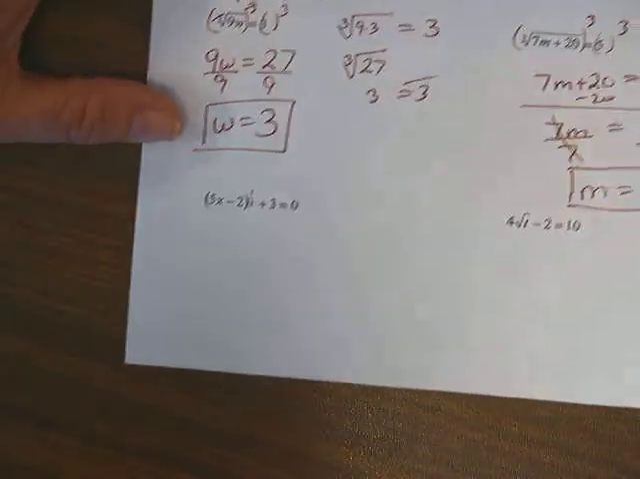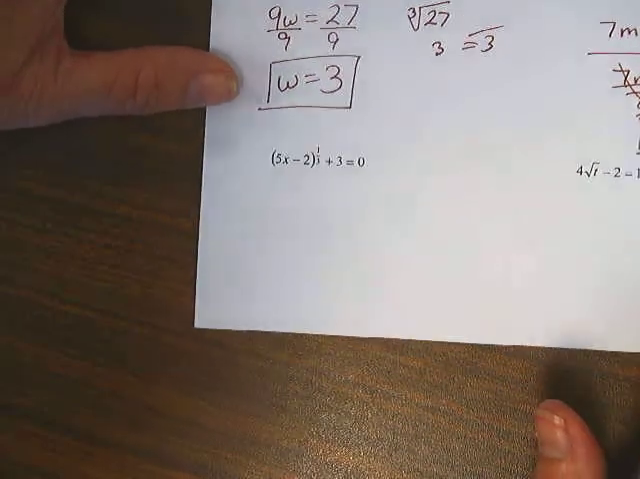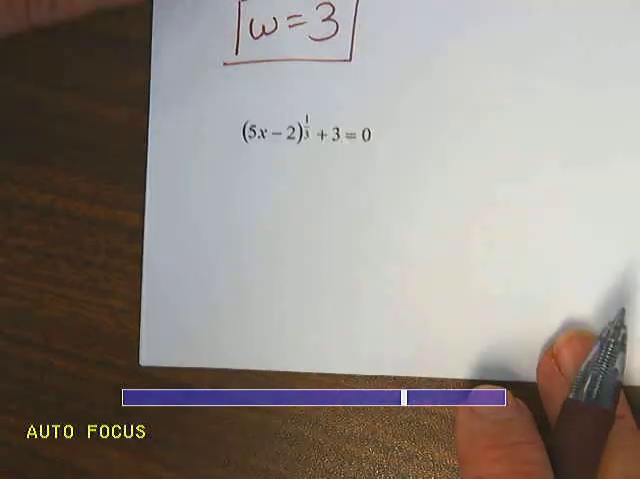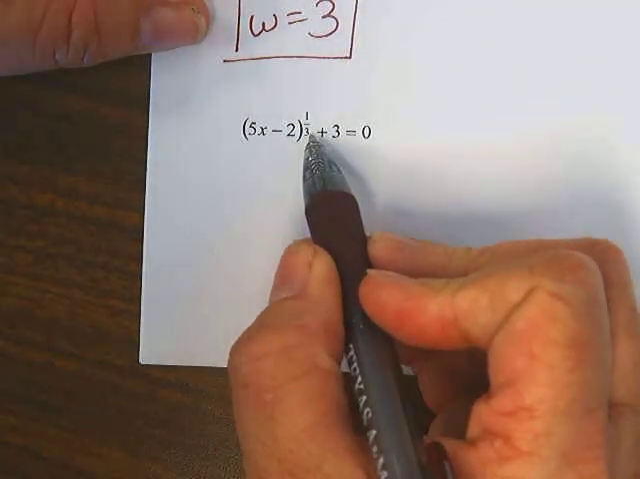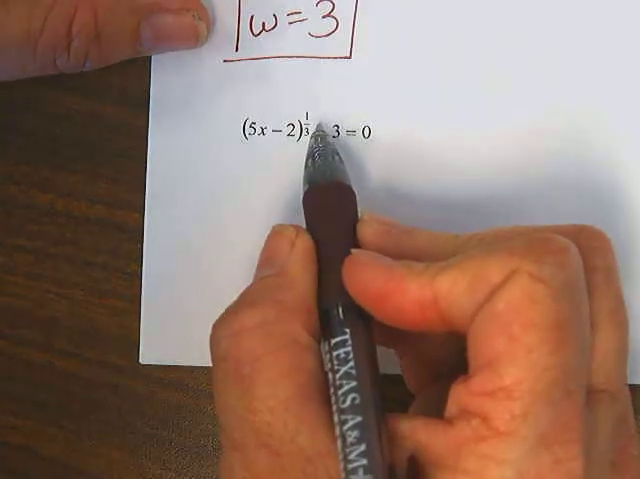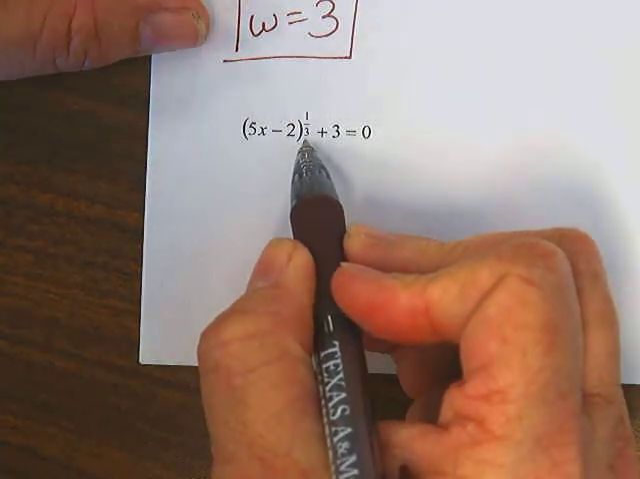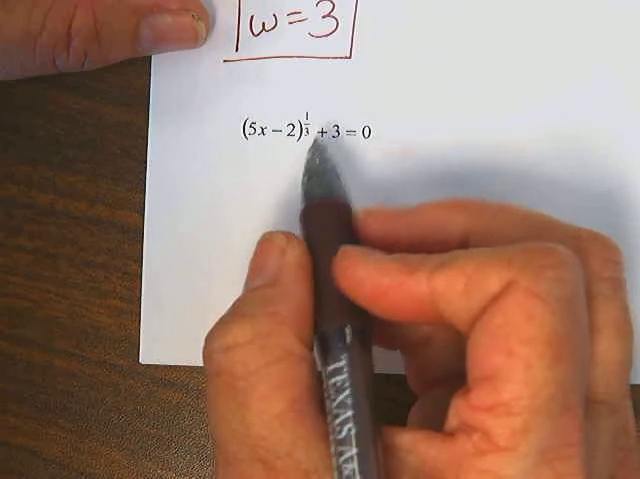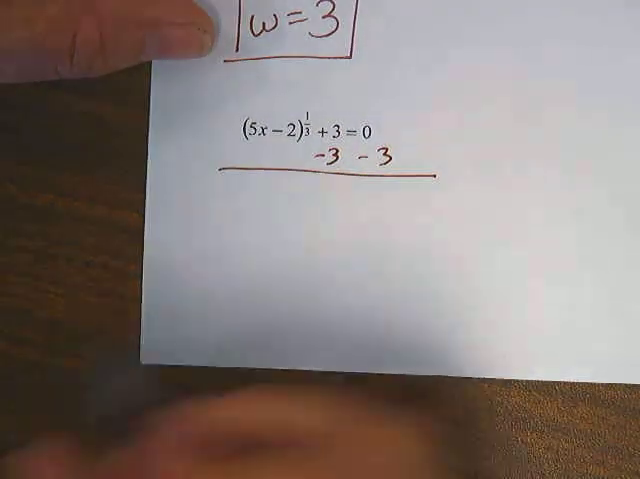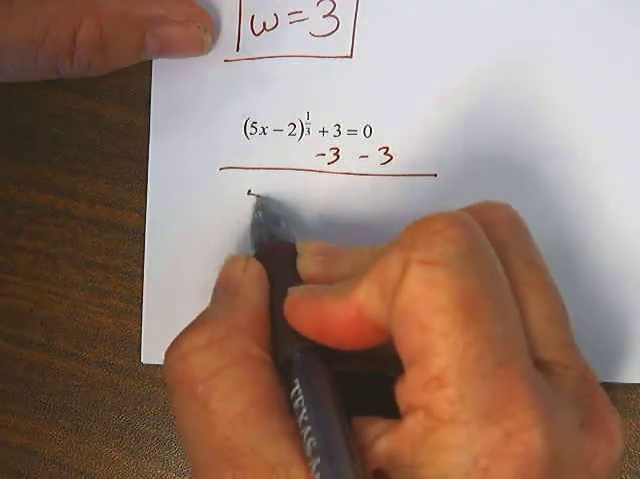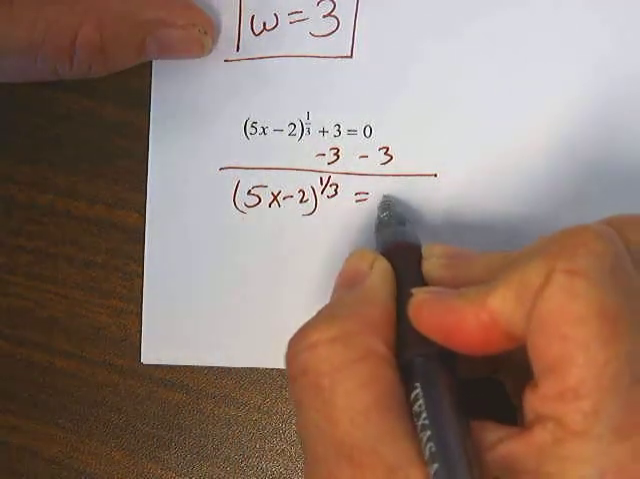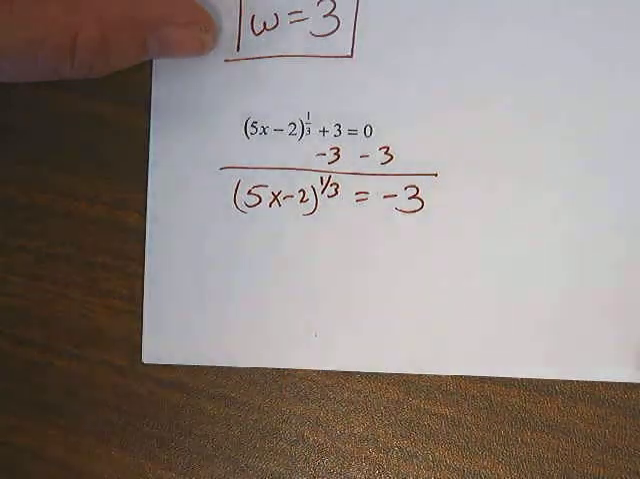Let's do a couple more. Okay, this one it looks like we need to do some work before we can start solving it. So 5x minus 2 to the 1/3 power plus 3 equals 0. Remember, I have to have the radical, or in this case the exponent, by itself on one side of the equation. So I need to subtract 3 before I can raise it to the power to get rid of the exponent. So I'm going to have 5x minus 2 to the 1/3 power equals negative 3.